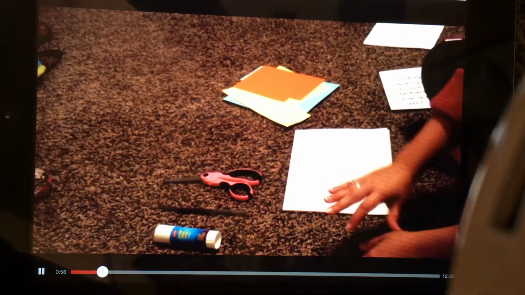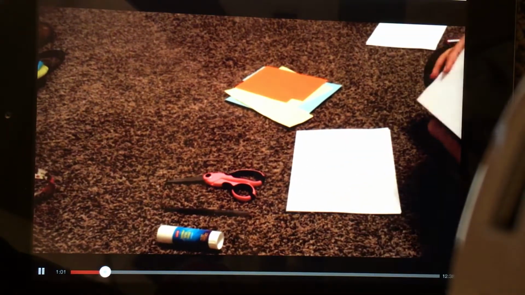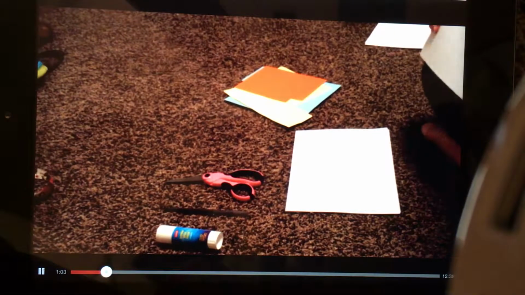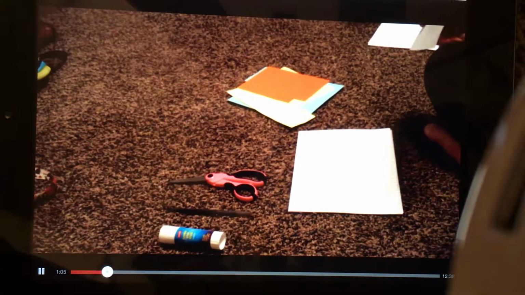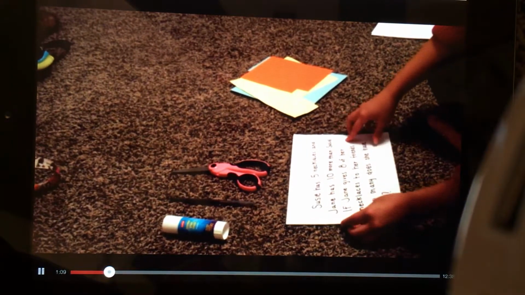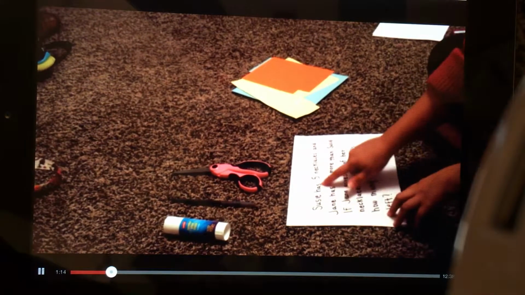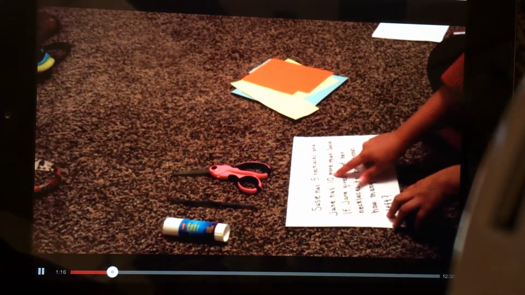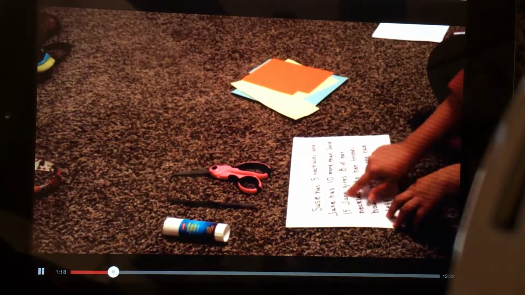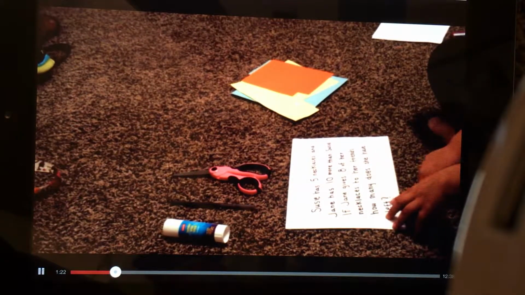So let's apply this knowledge to our word problem. We've already worked with multi-step word problems and solved them using other types of linear models, but let's use this one and solve it using a strip diagram. This problem says Susie has 5 necklaces and Jane has 10 more than Susie. If Jane gives 8 of her necklaces to her friends, how many does she have left?